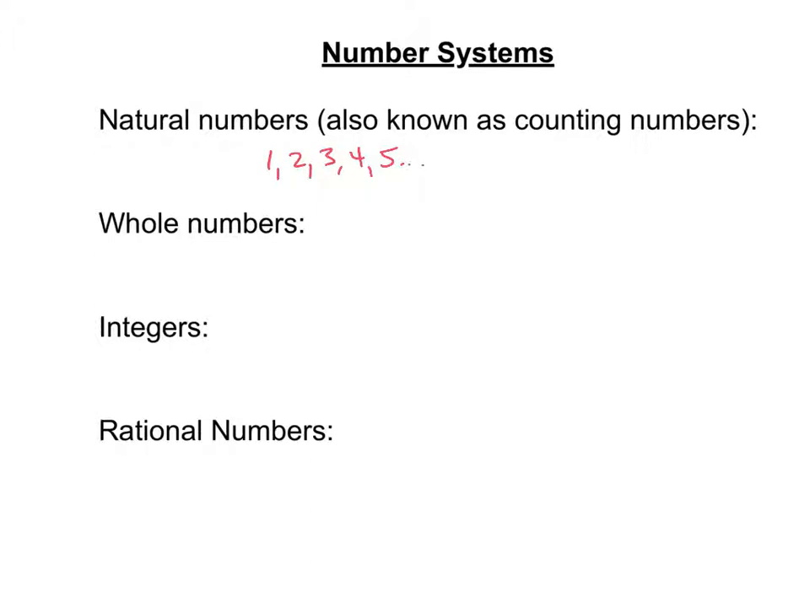The whole numbers are the natural numbers, but it also includes the number 0. So the whole numbers are 0, 1, 2, 3, 4, 5, 6, and it goes on forever and ever and ever.